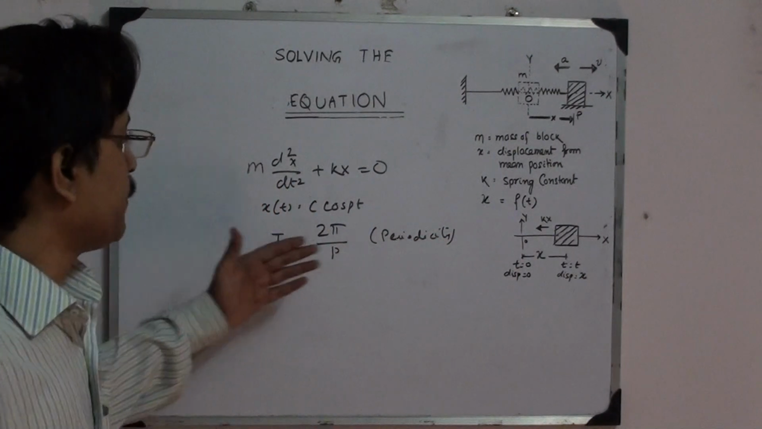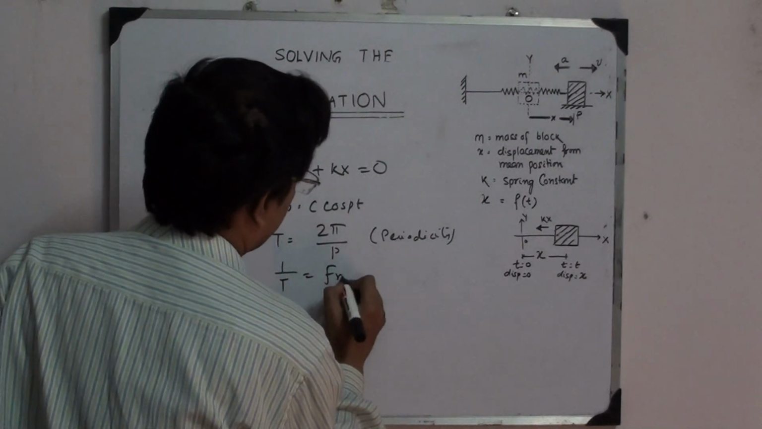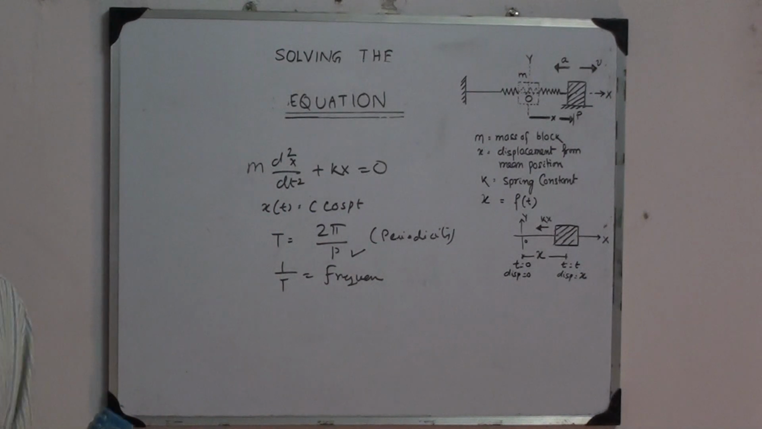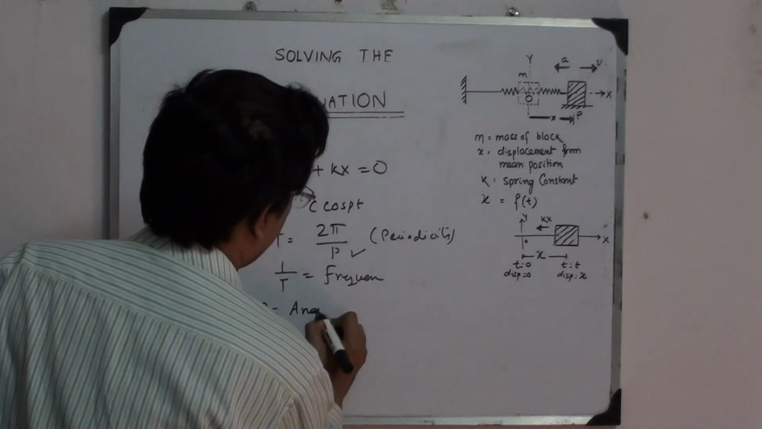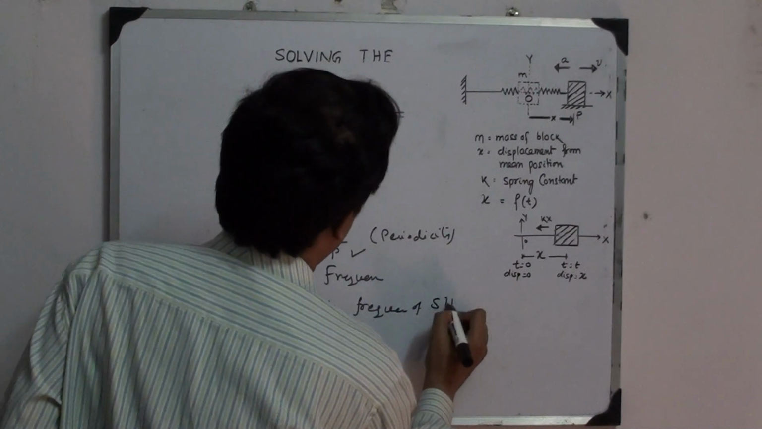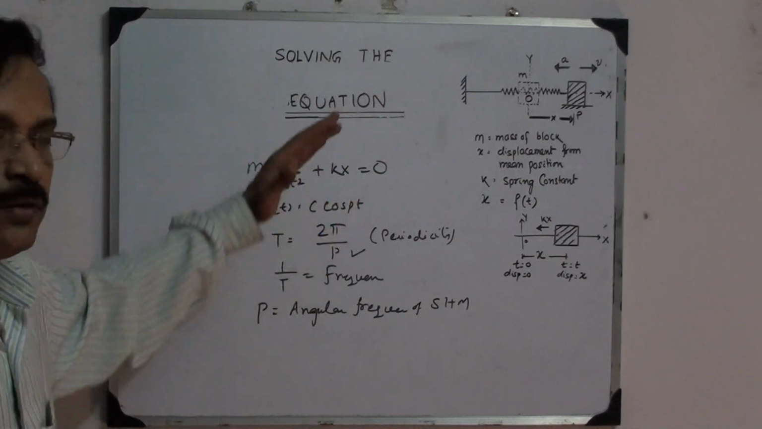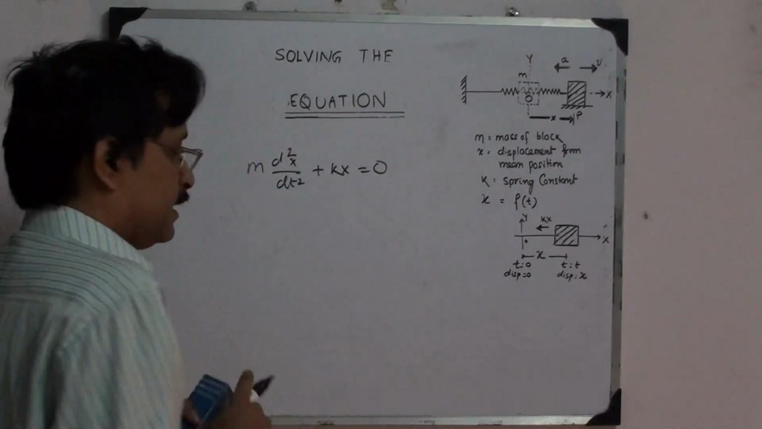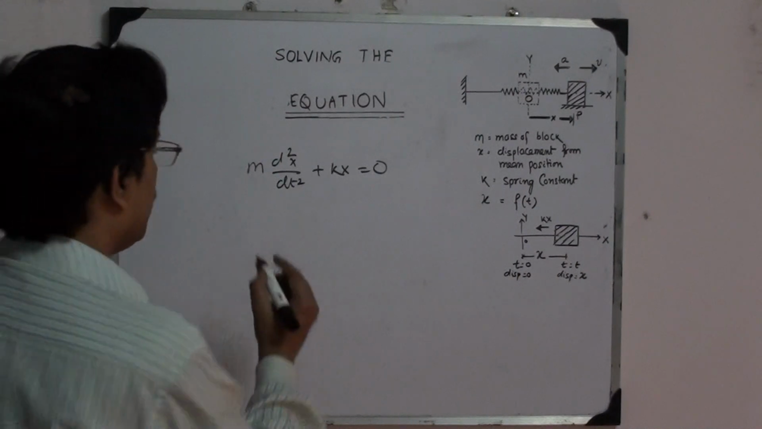And while T is the periodicity, 1 by T is the frequency. This p term itself is called the angular frequency of SHM. p is equal to the angular frequency of SHM. So x(t) is equal to c cos pt will also fit the bill in this case. Not just this, sin pt or cos pt, a combination of both also will fit the bill.